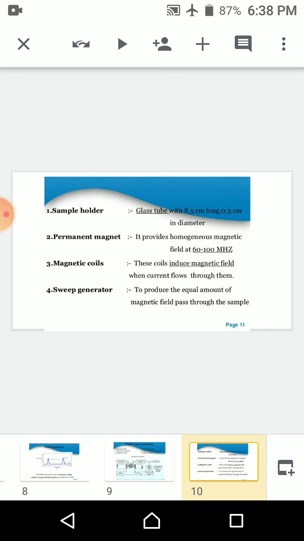The next one is the sweep generator. What is this? It is a part of the NMR. It produces an equal amount of magnetic field passed through the sample. It means no disturbance is created during the NMR process.